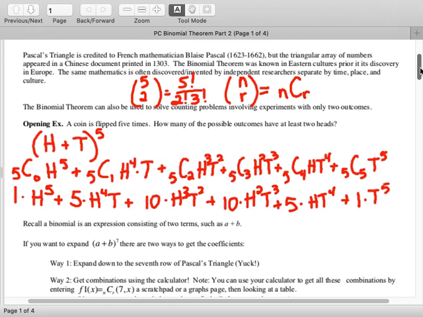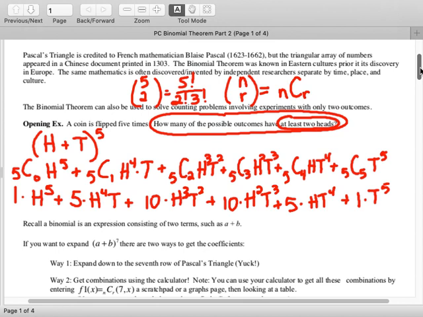There's 5 ways to do 1 head with 4 tails. It's the same as this one. And then there's 1 way to get 5 tails. So let's go back to the question. And you got to be careful because it's saying at least 2 heads.